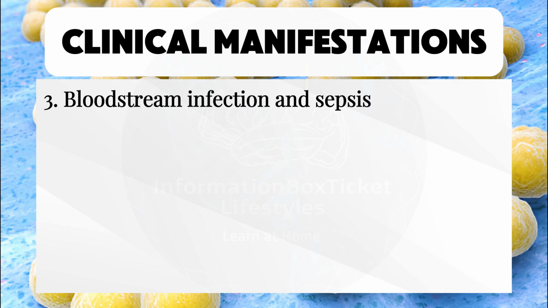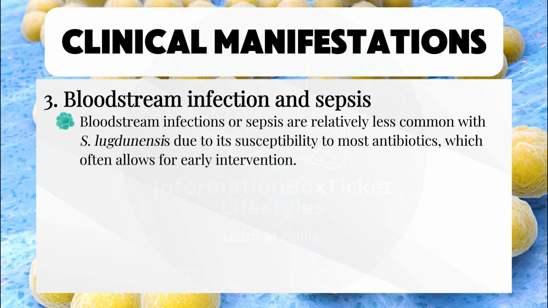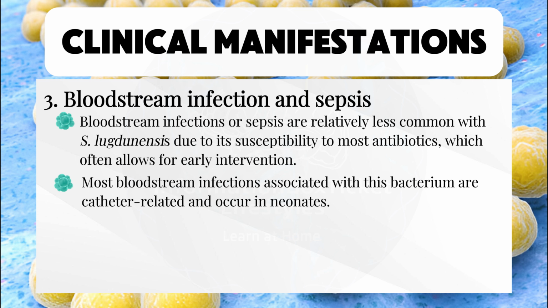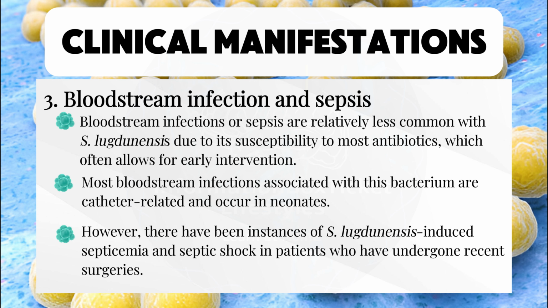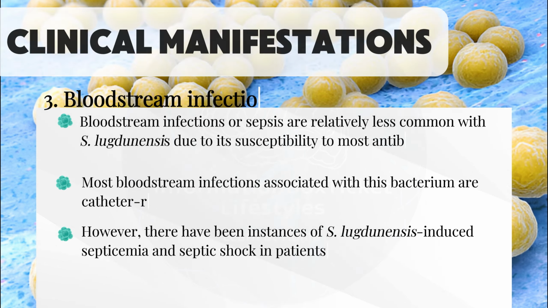3. Bloodstream infection and sepsis. Bloodstream infections or sepsis are relatively less common with Staphylococcus lugdunensis due to its susceptibility to most antibiotics, which often allows for early intervention. Most bloodstream infections associated with this bacterium are catheter-related and occur in neonates. However, there have been instances of Staphylococcus lugdunensis-induced septicemia and septic shock in patients who have undergone recent surgeries.